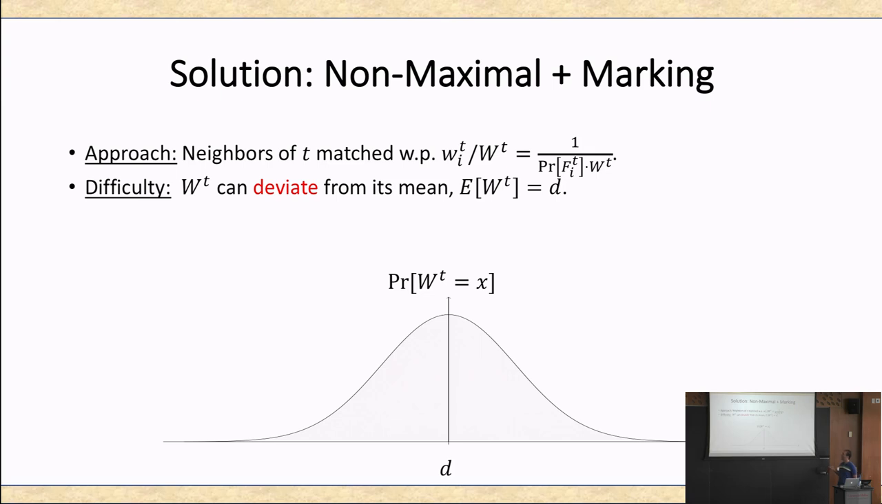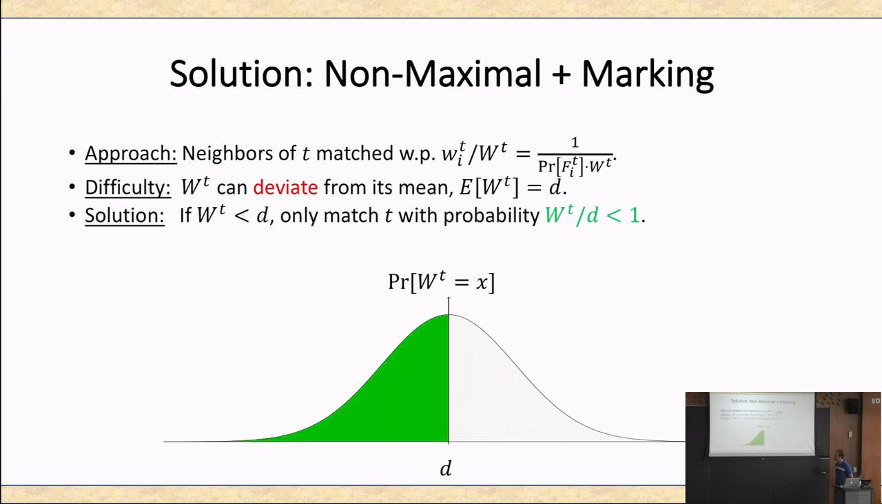So what do we do for our non-maximal solution? Well, if the sum of weights is strictly less than d, we'll only match t with probability sum of the weights over d, which will be strictly less than 1. In other words, with the complementary probability, we'll just ignore t and not match it, just to give its neighbors a higher chance of still being alive for their future neighbors. This particular choice of probability will be clear in maybe two slides.